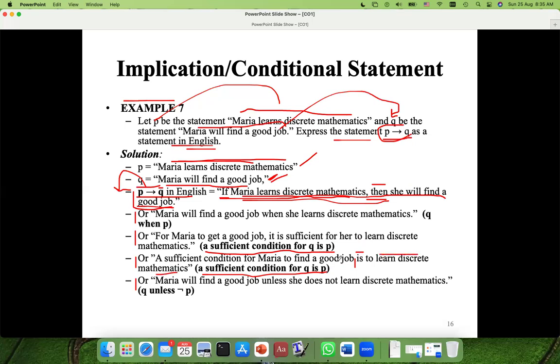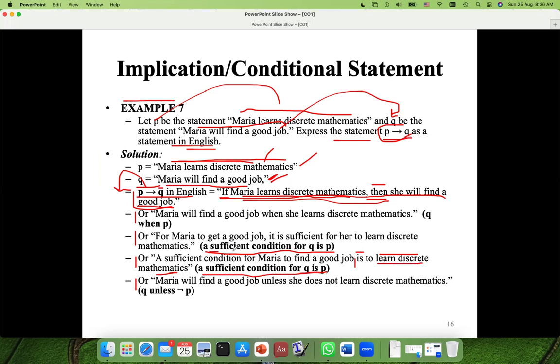If I write "good job is Maria learns discrete mathematics", it's okay, but you have done something bad with the grammar. So a sufficient condition for Maria to find a good job is to learn discrete mathematics. There is no need to mention Maria again, because the same sentence is going. And this is what? Learn discrete mathematics. This is P.